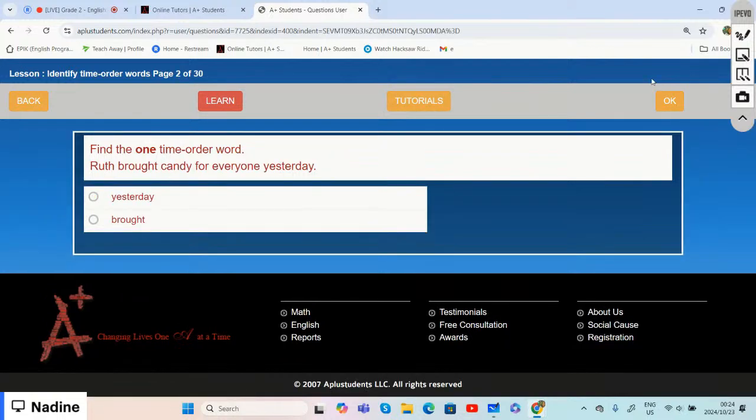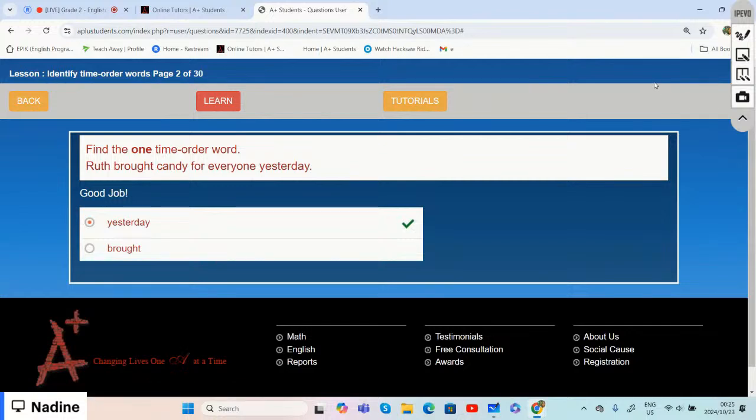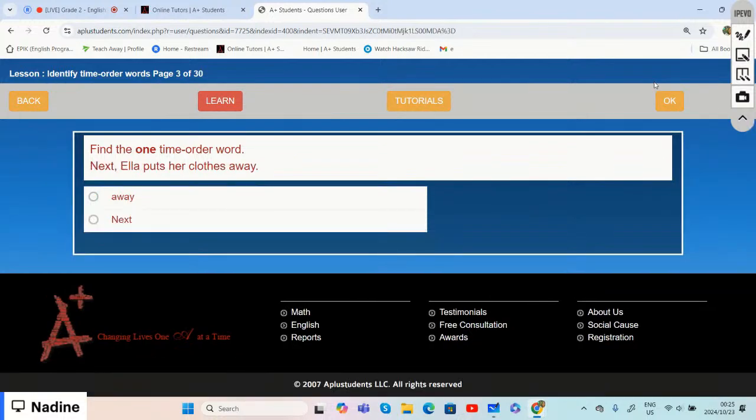Ruth brought candy for everyone yesterday. Is it option one, yesterday, or option two, brought? We need to say which one is correct. Yesterday or brought. And if we were to find our one time order word, we will say yesterday. When is it happening? Yesterday.